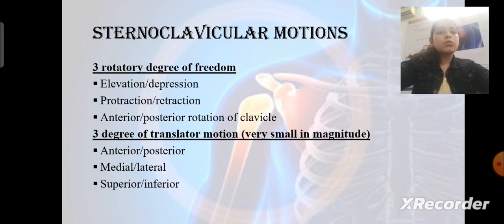Now, the motion of the sternoclavicular joint. The sternoclavicular joint has three rotatory degrees of freedom, which include elevation and depression, protraction and retraction, and anterior and posterior rotation of the clavicle. It also shows three degrees of translatory motion, which are anterior and posterior, medial and lateral, and superior and inferior.